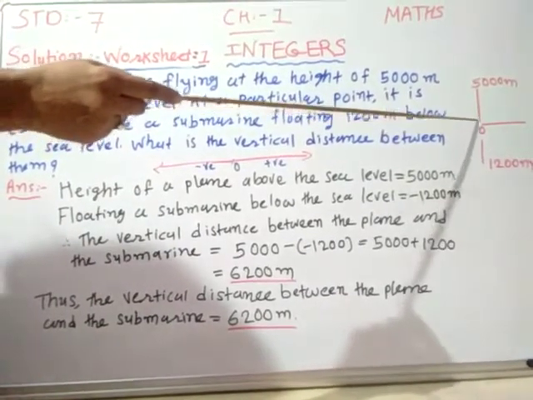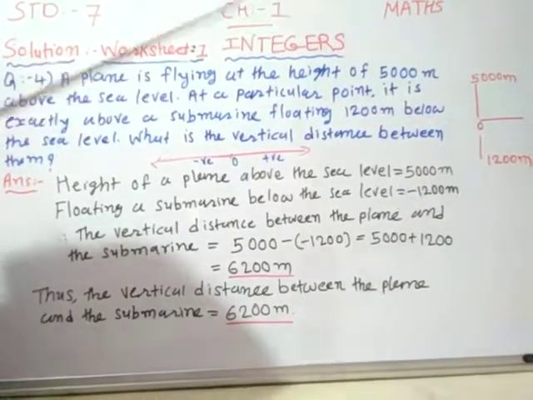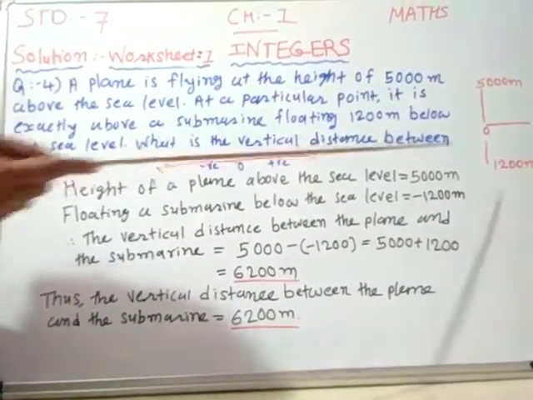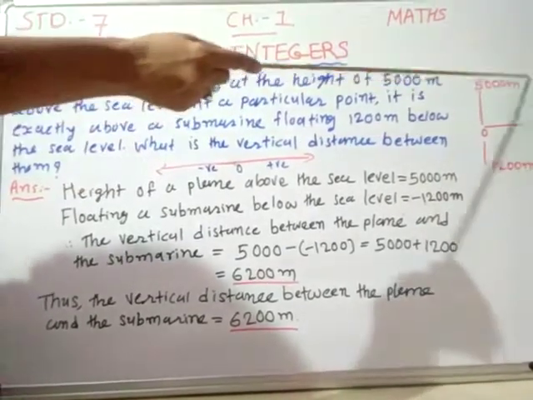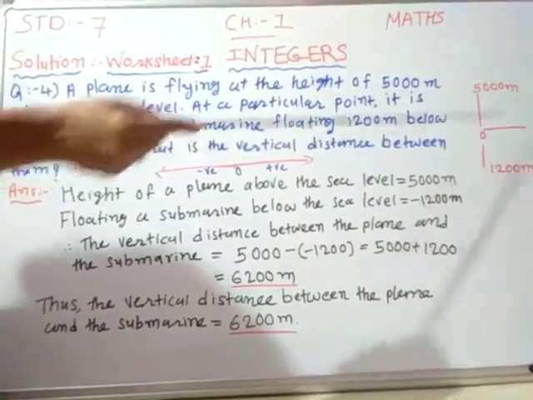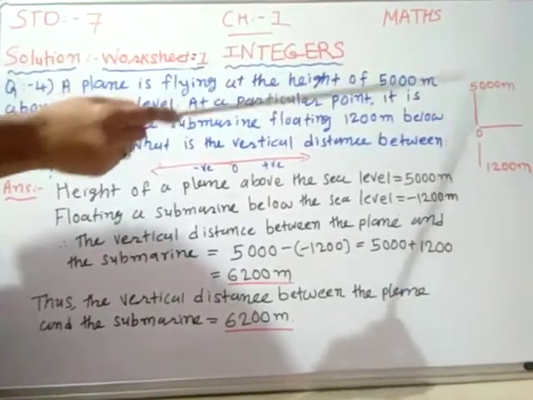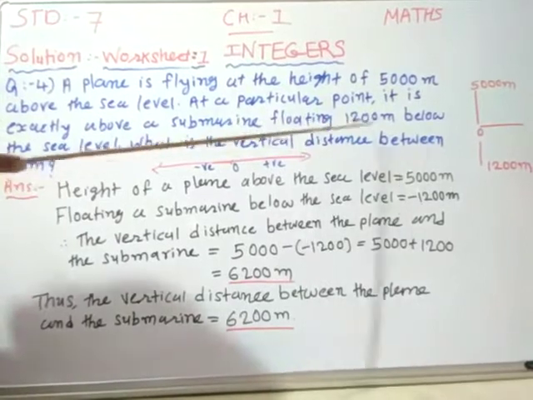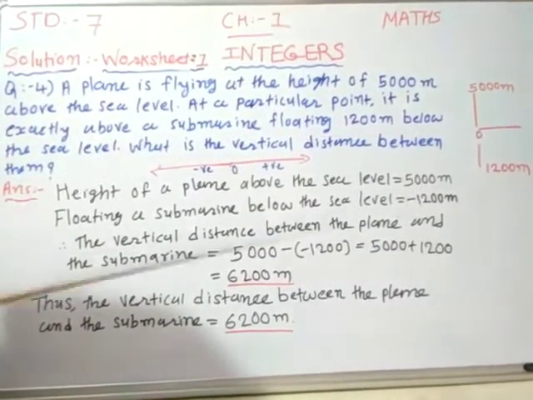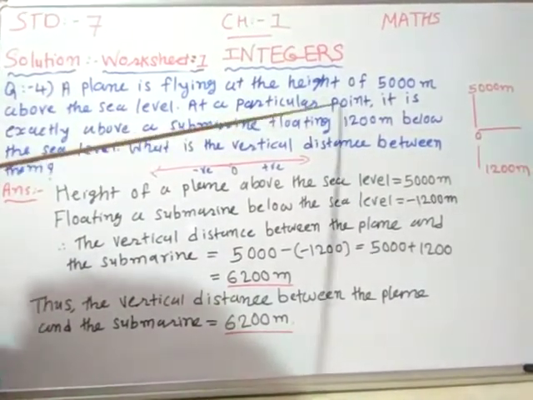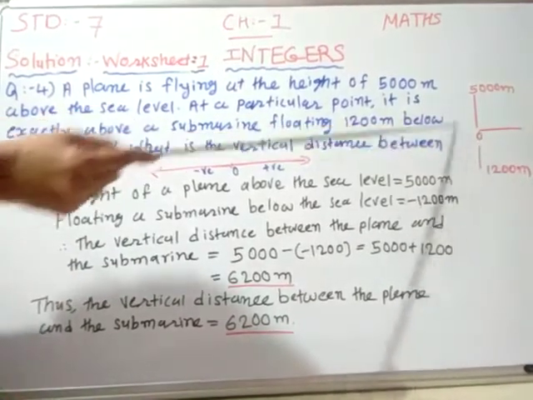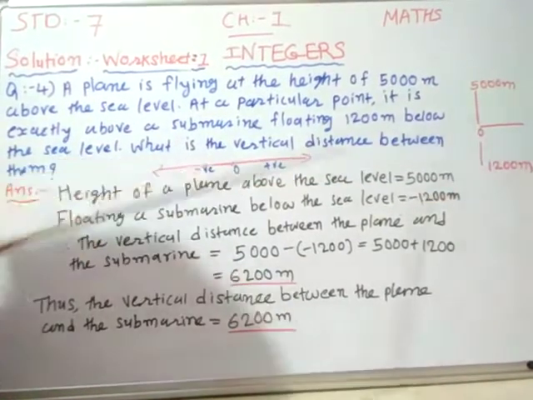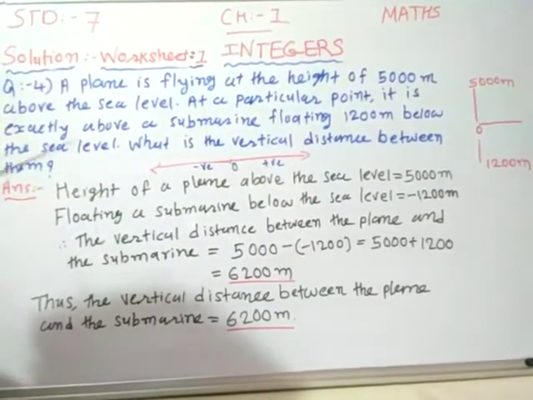Point 0 is your sea level. Now the plane is flying at the height of 5000 meters above the sea level. So from 0 it is 5000 meters above. From the sea level the plane is flying 5000 meters above, so it is here. Now the submarine is floating 1200 meters below the sea level. So from that same point, the submarine is floating 1200 meters below, so it is here. Now we have to find the vertical distance between them.